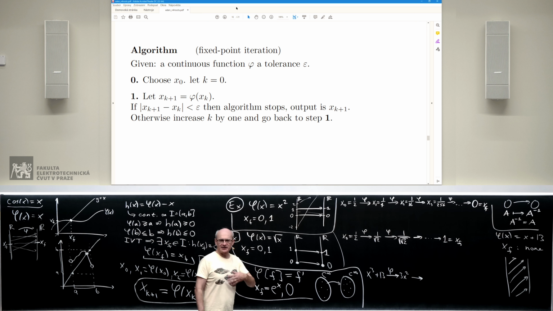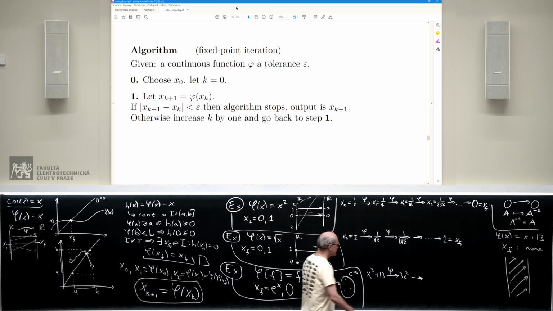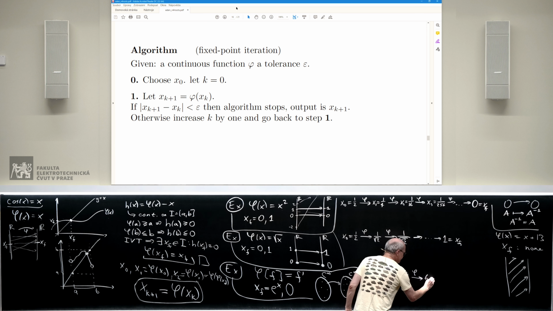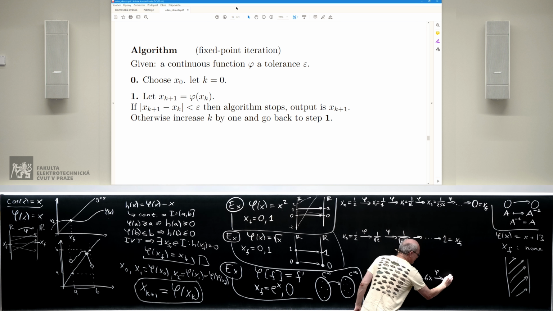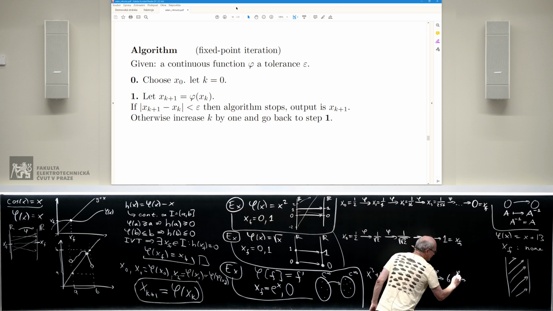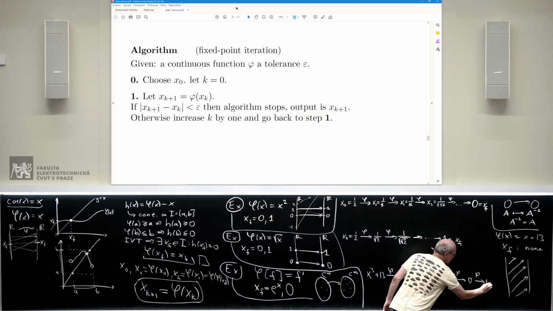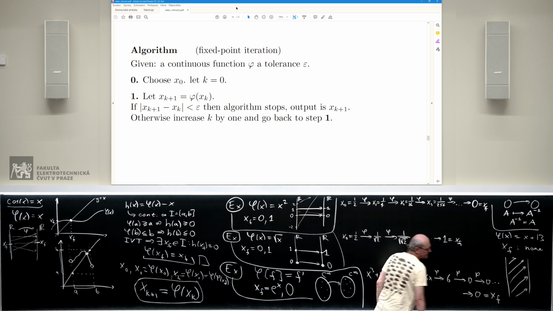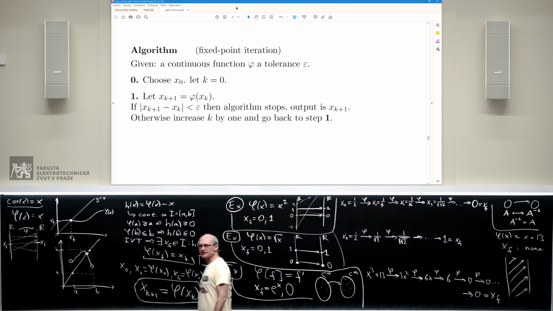I apply my mapping again. When I apply it, I get 6x. I apply it again, I get 6. I apply it again, I get 0. I apply it again, I get 0. And obviously this goes to 0, which is a fixed point of my mapping.